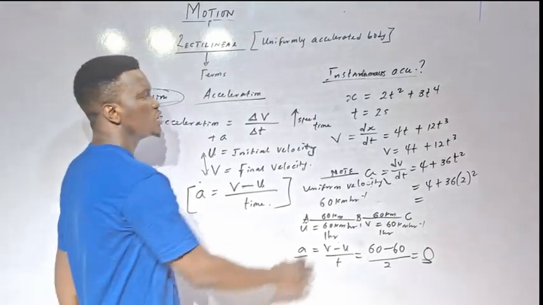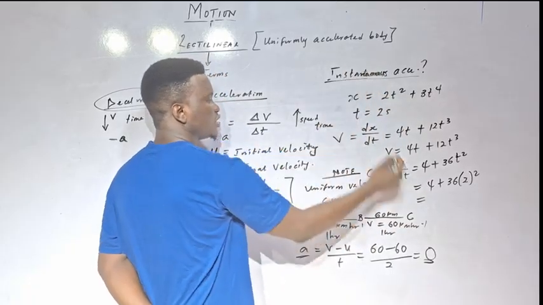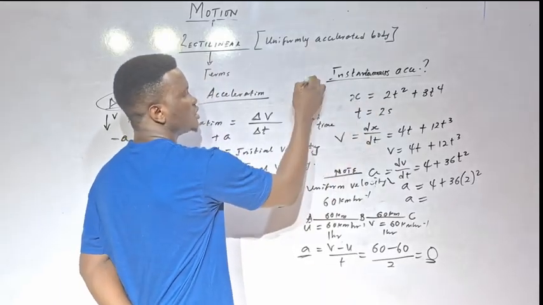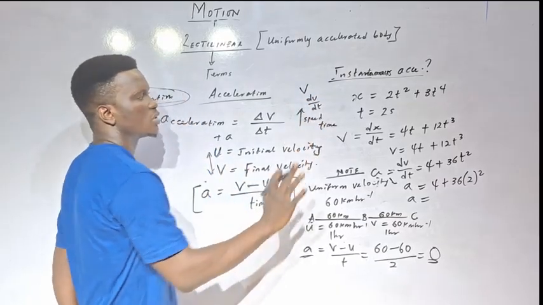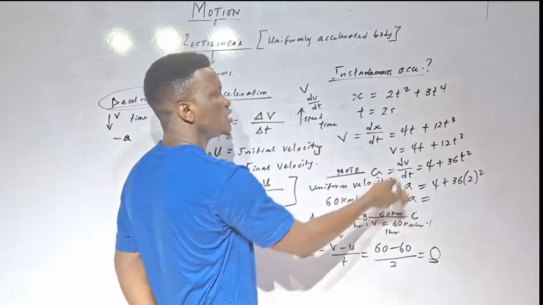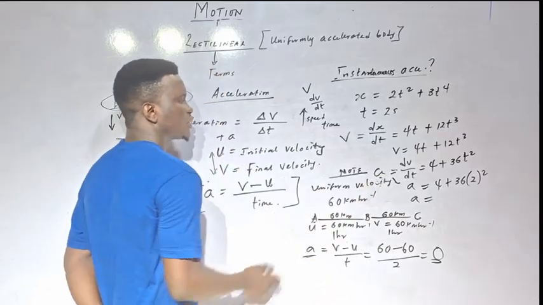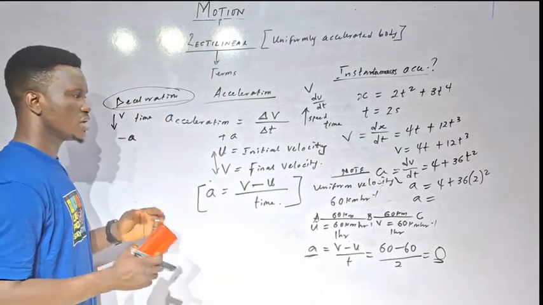So whenever a body is expressed this way, and they say find the instantaneous acceleration, this is how you will do it. If they are giving you v directly, then you will just differentiate it once. That will give you dv/dt, and that's all. But when they give you x, you differentiate the first time, you differentiate the second time, before you now slot in the value of time. Do you understand that? So that's instantaneous acceleration.